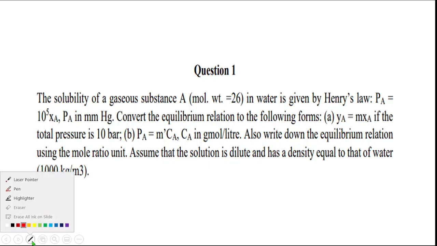So we are just trying to convert this relation over here to the other forms that are in the question. And the last part says that also write down the equilibrium relation using the mole ratio units. Assume that the solution is dilute and has a density equal to that of water. The density of water here is 1000 kilogram per meter cube. So we'll take it bit by bit.